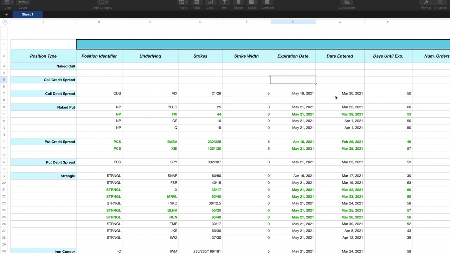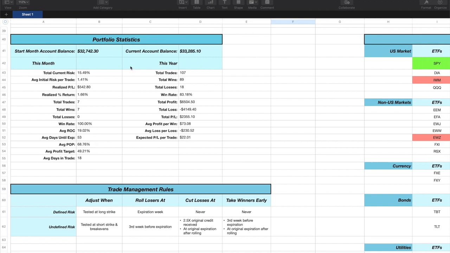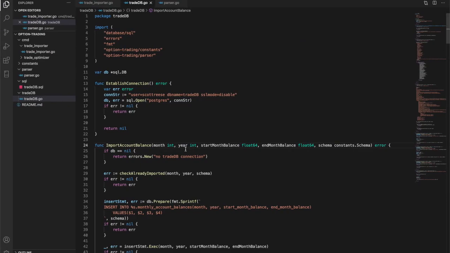I personally don't do a lot of my analysis in spreadsheets beyond what I track in this section here with my individual trades and also some of these high-level portfolio statistics. But like I said, everything you're about to see in terms of the data munging and analysis, you can also do in a spreadsheet. And so in particular, what I have done is I have written a Go application. This is basically a computer program that will read through my spreadsheets every month and import the data into a database on my computer. Right?